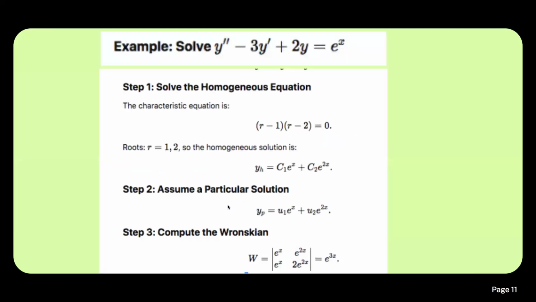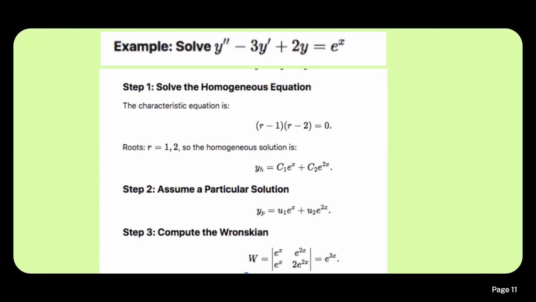Now let's see a solution of y double prime minus 3y prime plus 2y equals x, okay? So the characteristic equation for this homogeneous equation can be expressed as (r minus 1)(r minus 2) equals 0. So yh can be expressed as c1 e^x plus c2 e^(2x). So this is y1, this is y2. Okay. So yp can be expressed as u1 y1 plus u2 y2.